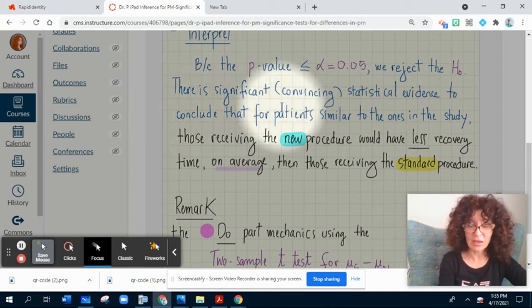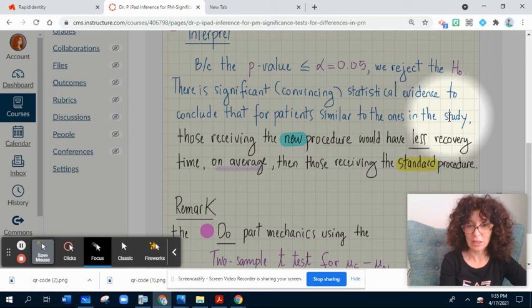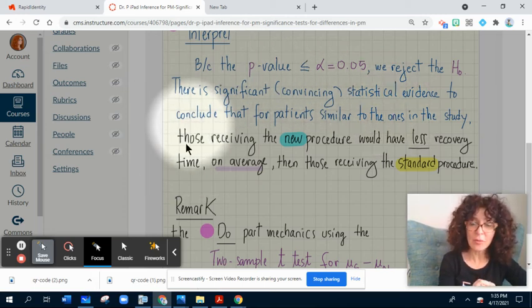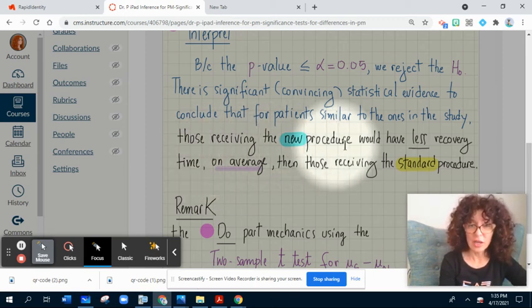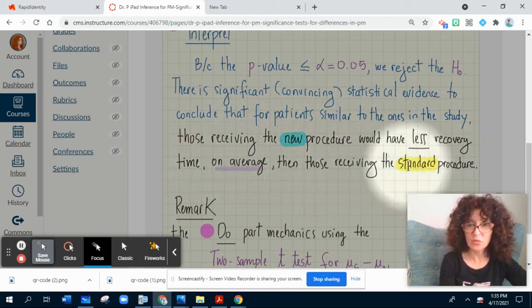There is significant or convincing statistical evidence to conclude that for patients similar to the ones in the study, remember that this is mandatory to appear in order to be accurate. And now you'll come with the context of the problem: those receiving the new procedure would have less recovery time on average than those receiving the standard procedure.